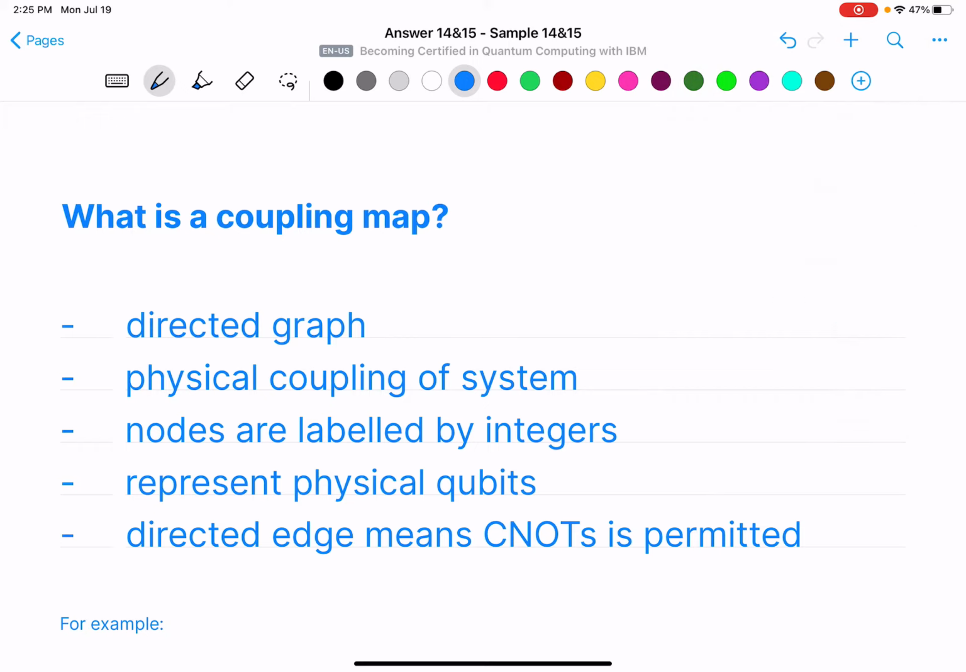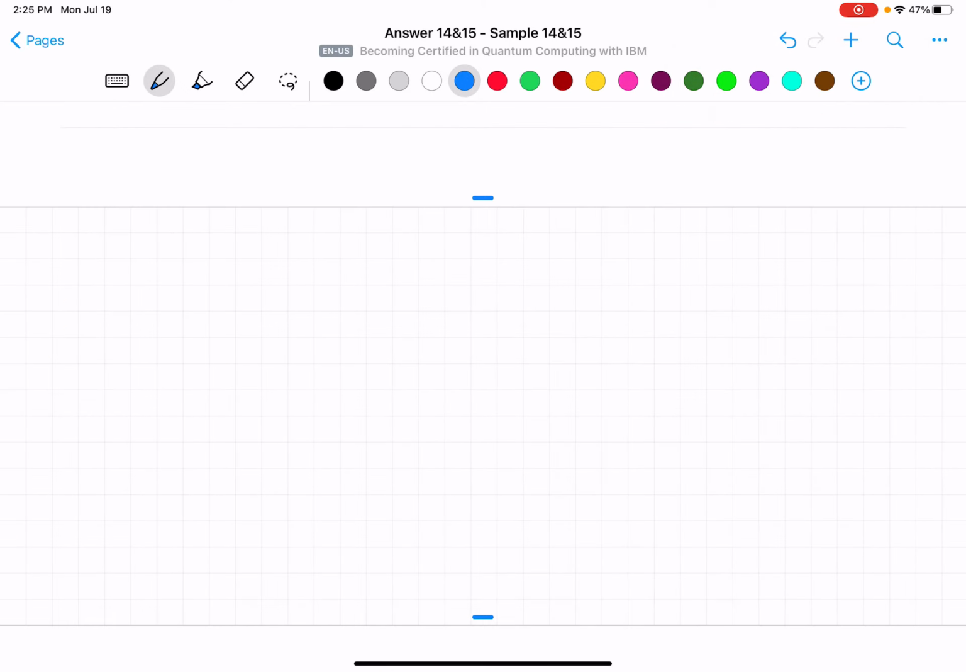So let's say we had a physical system where the qubits were in some sort of lattice, like this. I guess I forgot Q0. It's okay. So this might very well be what the quantum system is using, a lattice of 6 qubits.